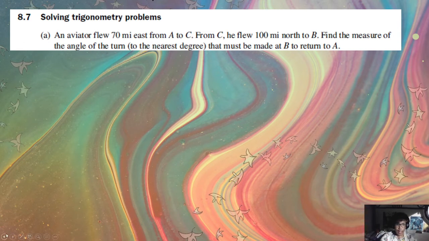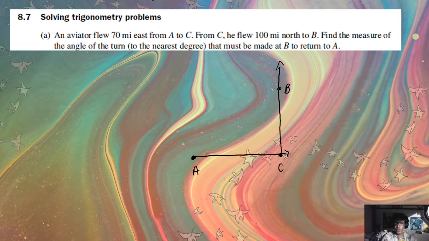We have here an aviator who flew 70 miles east from A to C. From C, he flew 100 miles north to B. Find the measure of the angle of the turn, to the nearest degree, that must be made at B to return to A. So how will we visualize this problem? Let's say that the aviator is here at point A and he is flying east to point C. Now he flew directly north to point B.